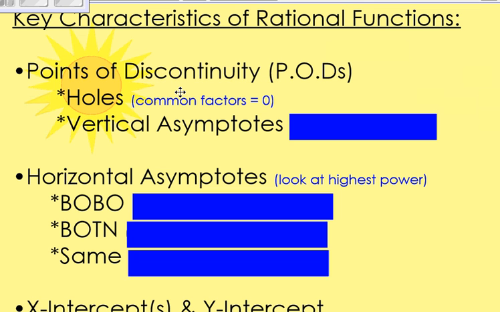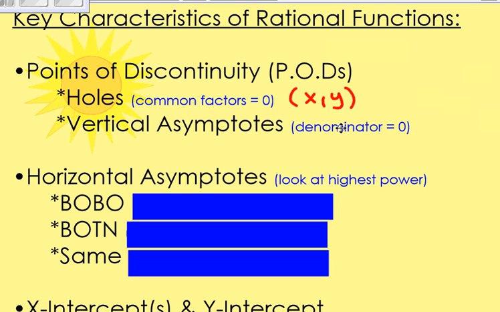A hole, we're going to set our common factors equal to 0. This will always be a point. So your answer should be an x and y point when you get it. So you're going to solve for x by setting the common factor equal to 0, and then you're going to plug that x value back in to get your y. Vertical asymptotes, we're going to set the factored form, the base there, or the denominator, equal to 0, and that'll give us our vertical asymptote.